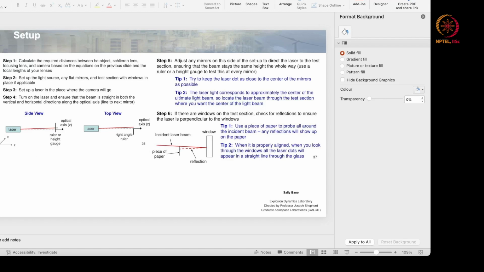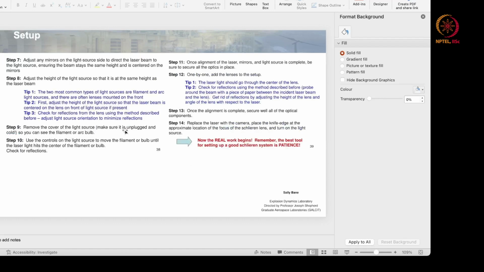Okay, these are all important and good information on how we set up. So this is the side view, this is the top view, and how you are going to set up the experiment, and so on. And after this, you adjust the mirrors on the light source to direct the laser beam to the light source, ensuring that the beam stays at the same height and is centered on the mirror. And then you adjust the height of the light source.